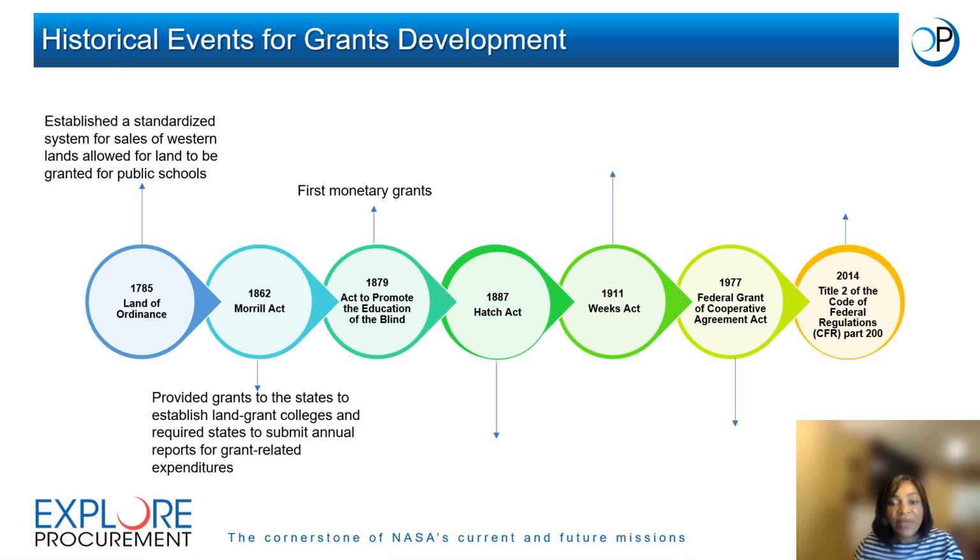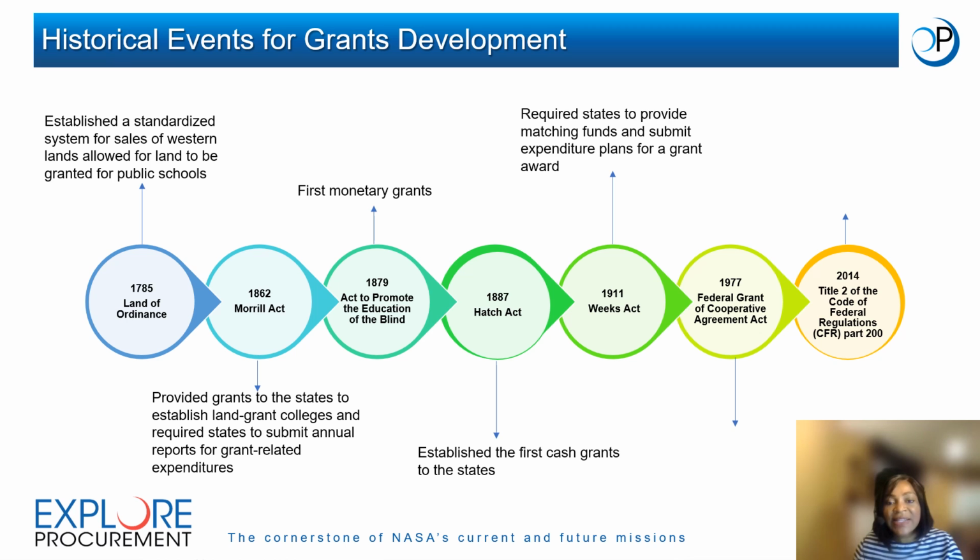In 1879, there was the Act to promote the education of the blind, and this was the first monetary grant. In 1887, we have the Hatch Act. This act established the first cash grants to the states. The Weeks Act in 1911 required states to provide matching funds and submit expenditure plans for a grant award. In 1977, we have the Federal Grant and Cooperative Agreement Act, which I believe some of you may be familiar with. This act clarified instruments of federal financial assistance.